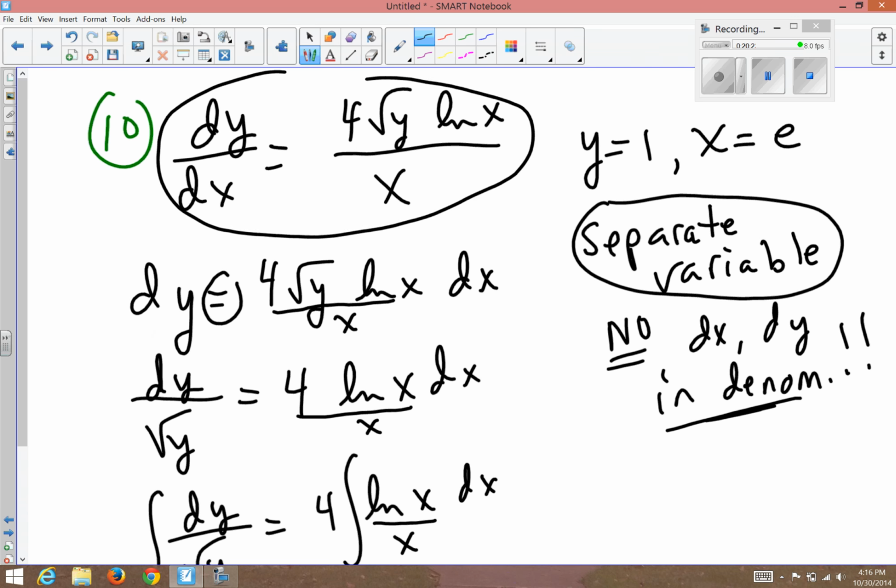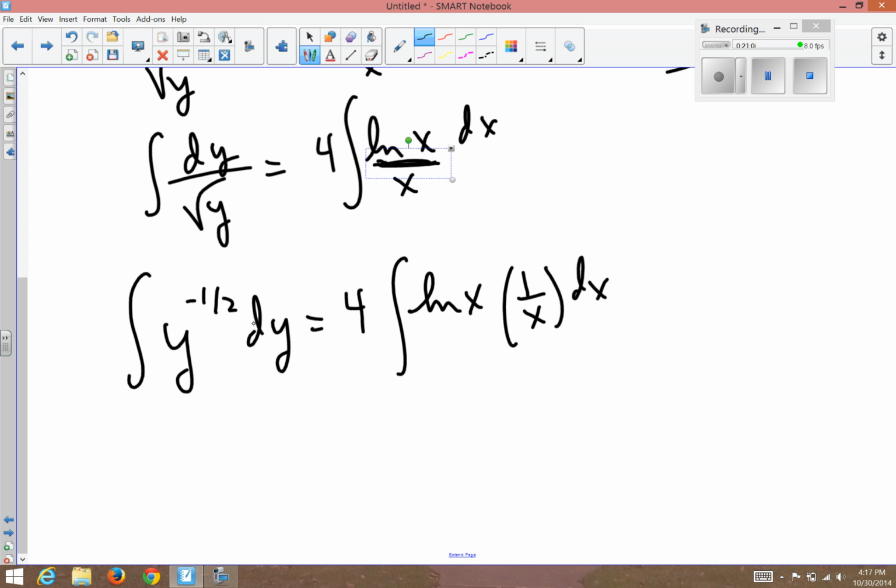So the left side is the integral of y to the negative 1/2 dy. The right side is 4 integral natural log of x times 1 over x dx. Dividing by x is the same as multiplying by 1 over x. The left side is straightforward. The integral of y to this number dy is y to this number plus 1 over the same thing, 1/2, plus c. Not writing plus c.